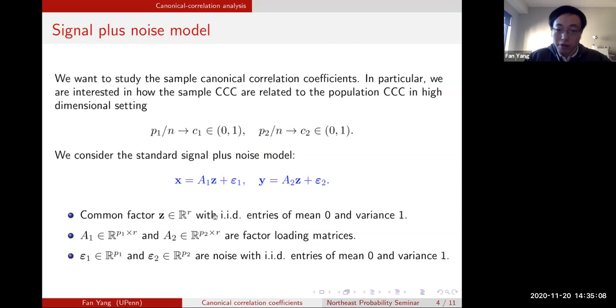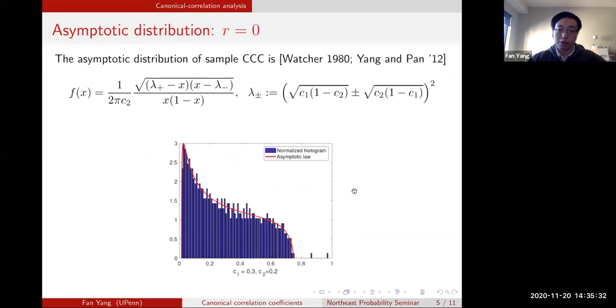The rank r random vector has IID entries of mean 0 and variance 1. Because of this common factor, X and Y have a non-zero covariance. A1 and A2 are two deterministic matrices, which we call the factor loading matrices, and epsilon 1 and epsilon 2 are noises with IID entries of mean 0 and variance 1. This is a standard example for studying high-dimensional sample canonical correlation coefficients.